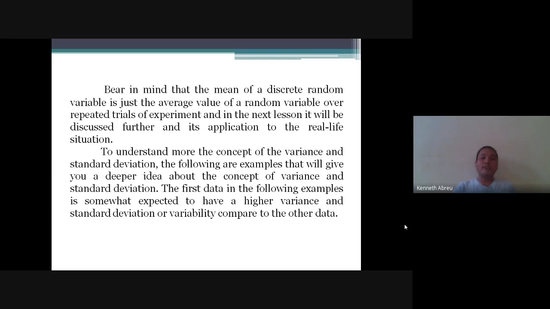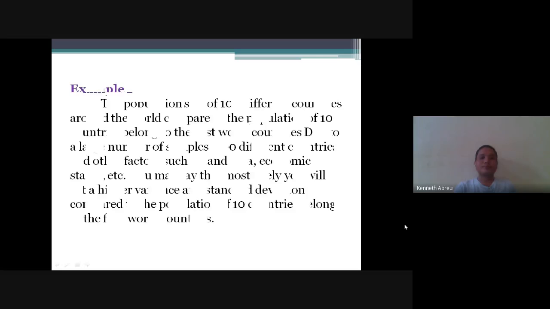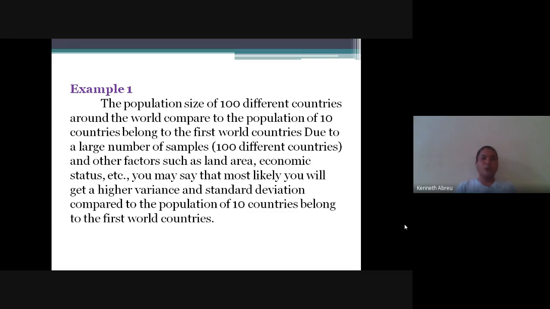In the following examples, the first data is the one expected to have a higher variance and standard deviation, or variability, compared to the other data. Okay, let's have this first example. The population size of 100 different countries around the world compared to the population of 10 countries belonging to the first world countries. Due to the large number of samples, or 100 different countries, and other factors such as land area, economic status, etc., you may say that most likely you will get a higher variance and standard deviation compared to the population of 10 countries belonging to the first world countries.